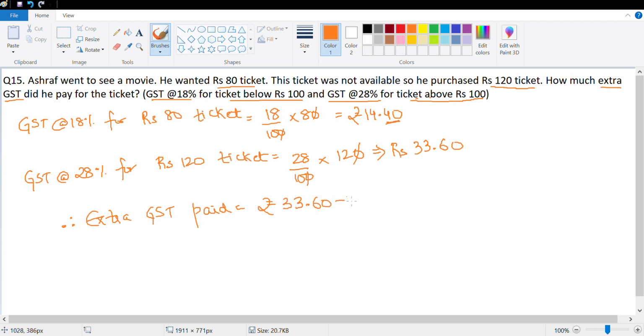Therefore, extra GST that he paid was equal to the final GST that he paid, which was rupees 33.60, minus the GST he could have paid had he purchased the cheaper ticket. And this is 33.60 minus 14.40, that's 19 rupees 20 paisa. So that's the difference of GST that he ended up paying. That brings me to an end of this exercise.